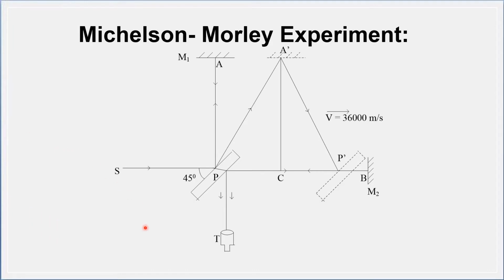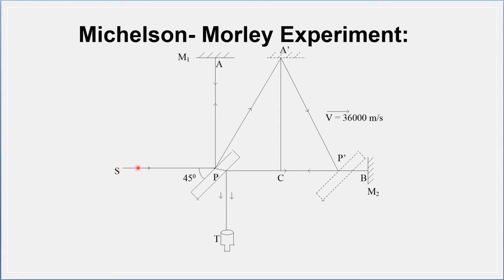This diagram shows the experimental setup of the Michelson-Morley experiment. It contains S, which is the source. It is a source of monochromatic light. So this source S will send a fine beam of monochromatic light. Then it contains a plate which is semi-transparent. That means it can reflect the light as well as refract the light.